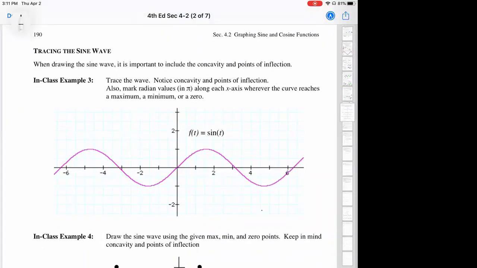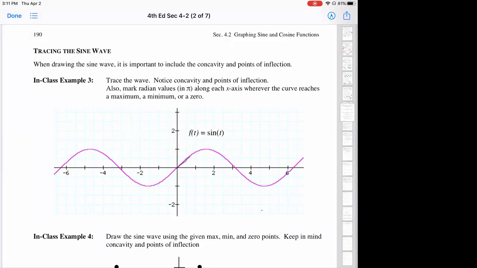When drawing the sine wave, it is important to include the concavity and endpoints of inflection. In class example 3, trace the wave, notice the concavity and the endpoints of inflection. Also mark the radian values in pi along each x-axis whenever the curve reaches a maximum or a minimum. So all this is trying to say is it wants you to trace it. It wants you to literally grab your pencil and trace it.